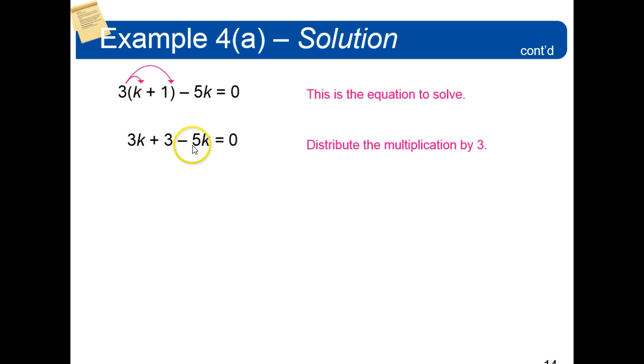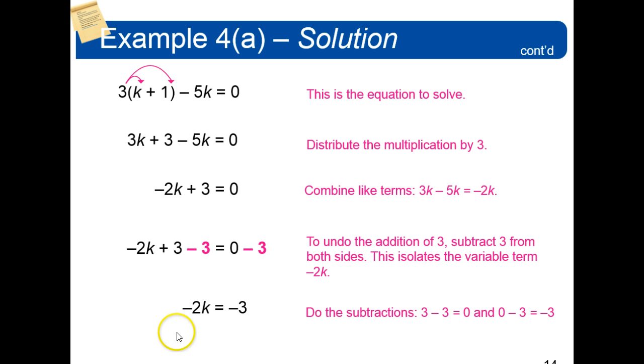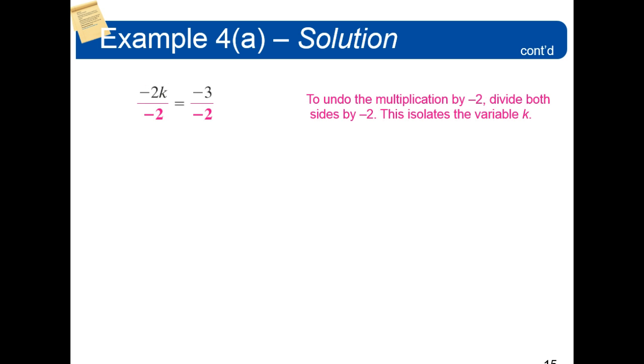Now we have two terms containing a k. 3k minus 5k will come out to be negative 2k. Plus 3 is still there, equals 0. Now we're going to get rid of the 3 by, since it's being added, undoing it. So we're going to subtract 3 from both sides, and we get negative 2k equals negative 3. Now we're going to finish by dividing both sides by negative 2.